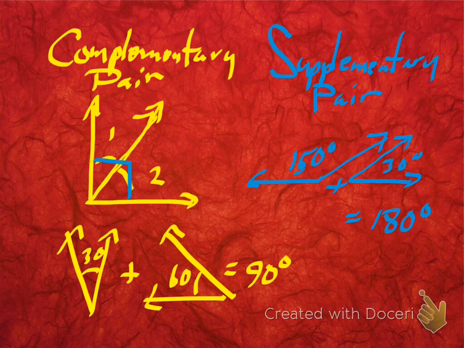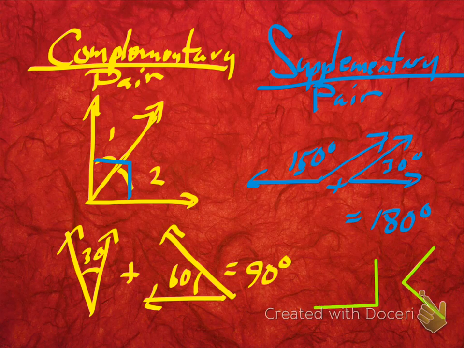Okay, so any two angles that add up to 90 are called complementary, and any two angles that add up to 180 are called supplementary. Now, an interesting pair of supplementary angles would be any two right angles. So if I take a right angle like this, and then I take another right angle like this, those two angles, because they're right angles, each of them adds up to 90. So they're automatically going to be supplementary. So you could say any two right angles are supplementary to each other.